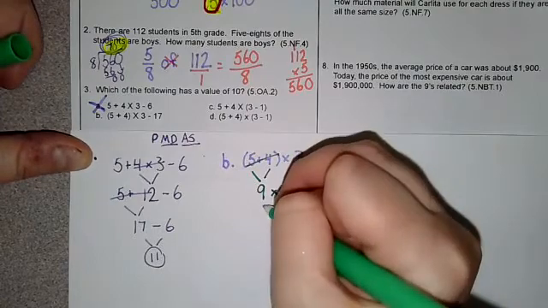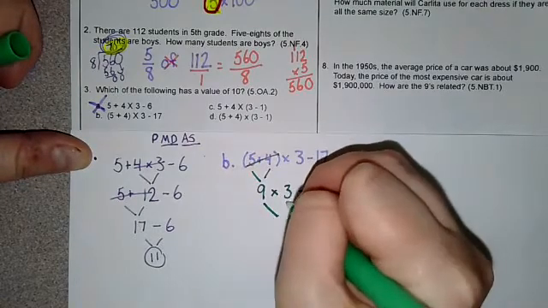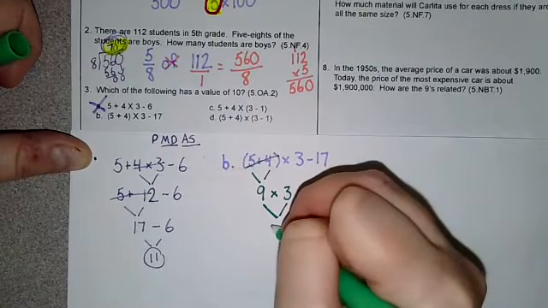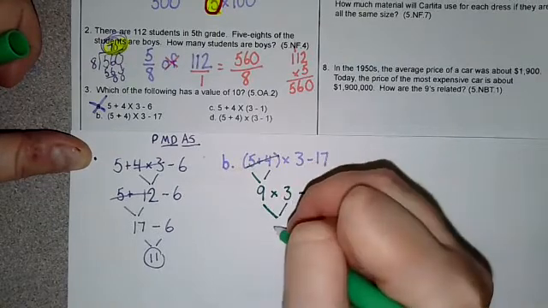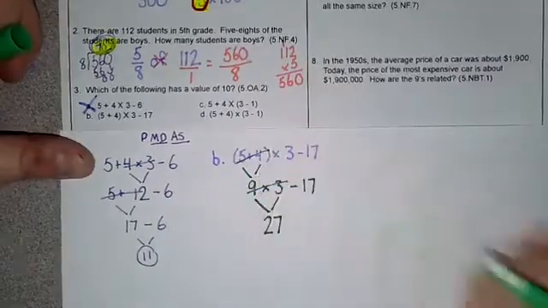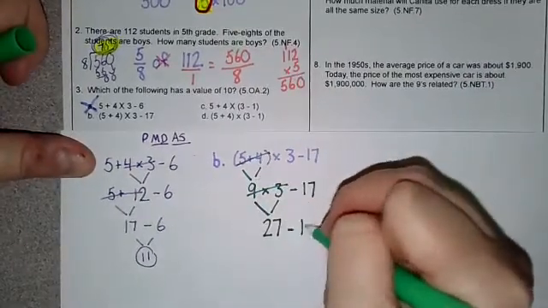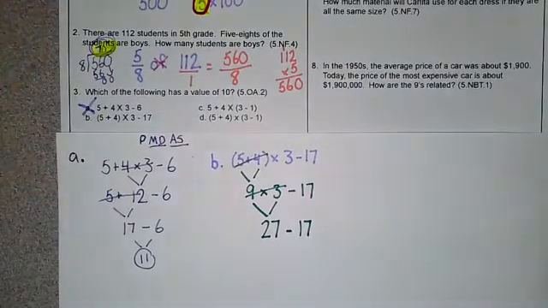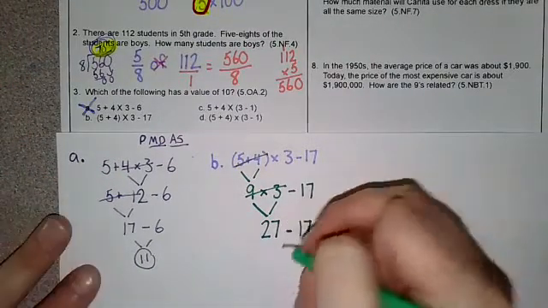Very good. All right. What is 9 times 3, Malachi? 27 is correct. So cross that out. 27 minus 17. Colt, what's 27 minus 17?